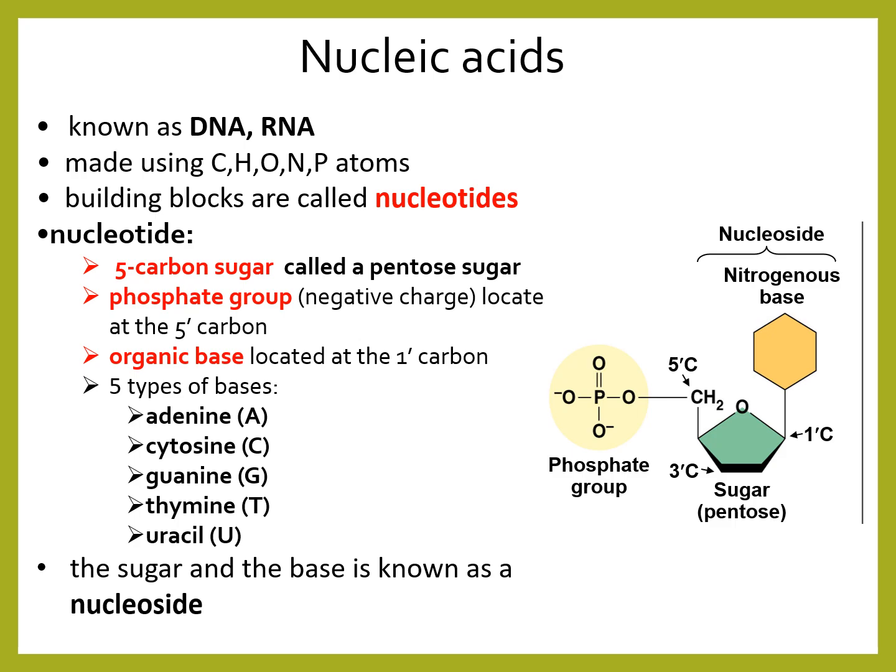In terms of DNA and RNA, there are 5 types of organic bases you will find. You will find either adenine, cytosine, guanine, thymine, or uracil. Both RNA and DNA will have adenine, cytosine, and guanine. DNA will have thymine, and uracil will be found associated with RNA. The sugar and the base collectively are known as the nucleoside, and then to this nucleoside you attach either 1, 2, or 3 phosphate groups. So DNA, deoxyribonucleic acid, is made up of DNA nucleotides, and RNA, ribonucleic acid, is made up of RNA nucleotides.